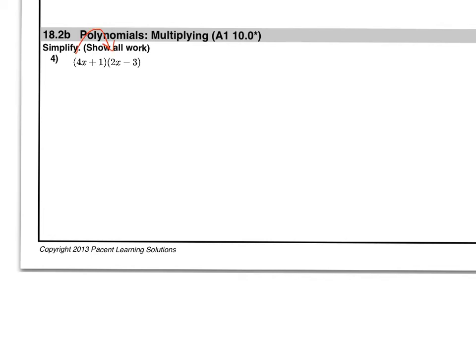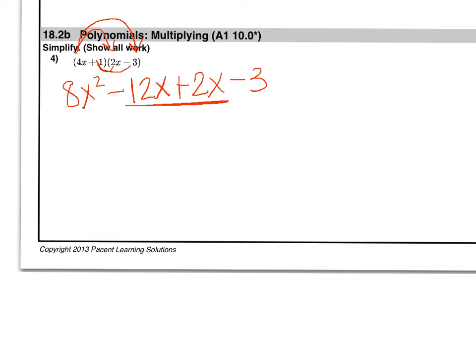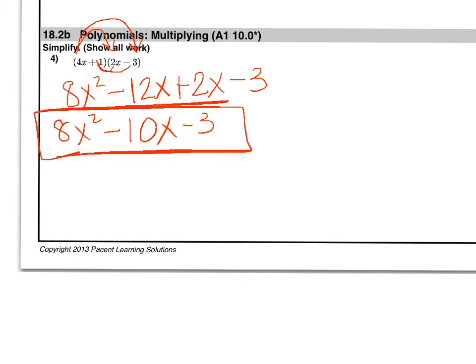So 4x times 2x is 8x squared. And 4x times a negative 3 is a negative 12x. 1 times 2x is a positive 2x. And 1 times negative 3 is a negative 3. So I'm going to combine my like terms, which are those center terms. So I'm leaving my 8x squared alone. A negative 12 and a positive 2 make a negative 10x. And I have a minus 3. And this is my final answer.